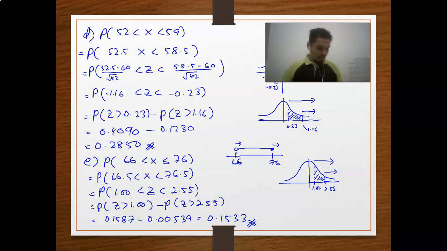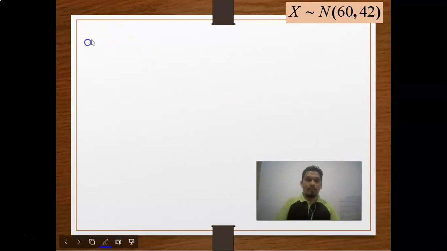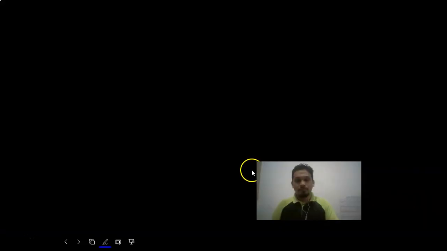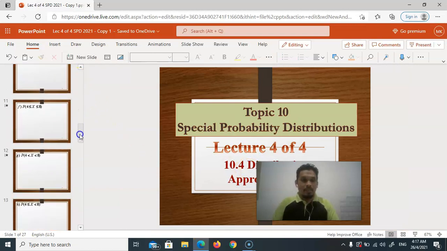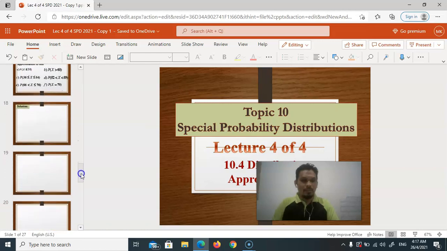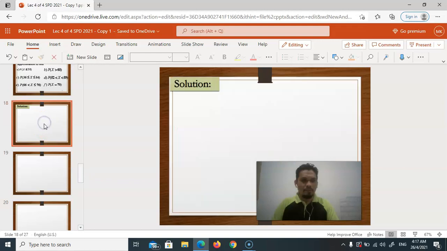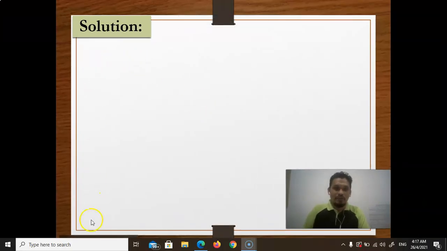Okay, class, for question F, sorry. I have no idea what's happened here now, but let's continue with the equation F. I continue with the equation F here.